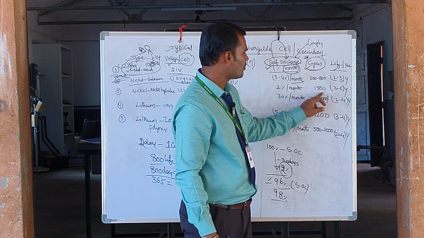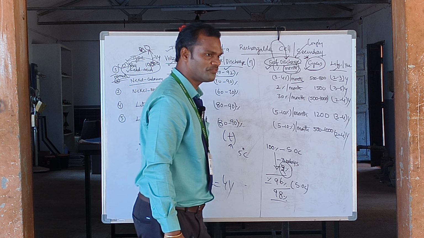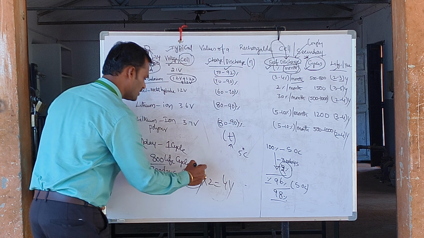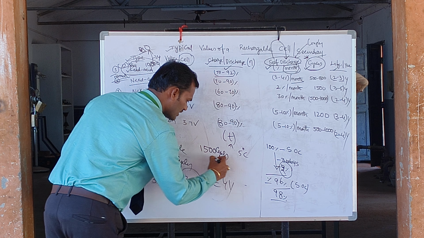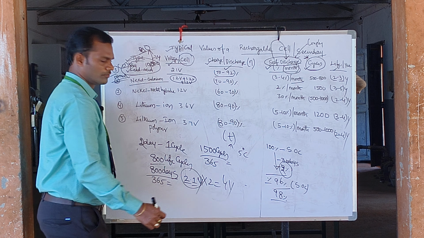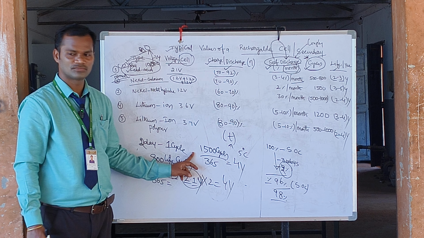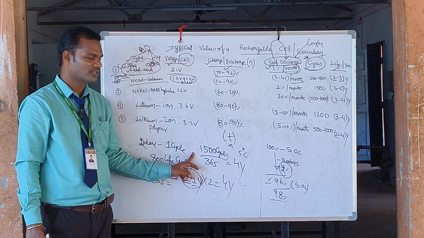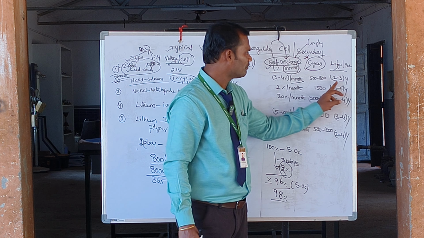Okay, and how many cycles can it run? 1500 cycles. So 1500 cycles means how much? 1500 divided by 365 days is 4.1. For example, if you do trimming daily, since people who like to do trimming will try to do trimming daily, how many years will your trimmer work?